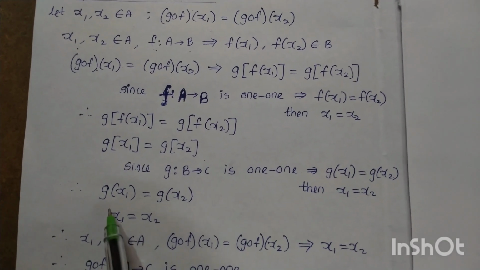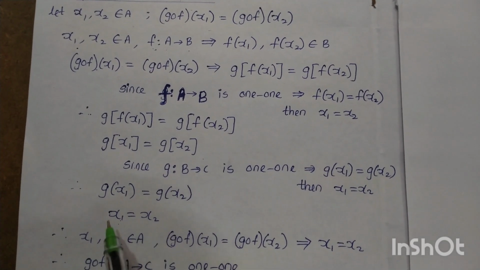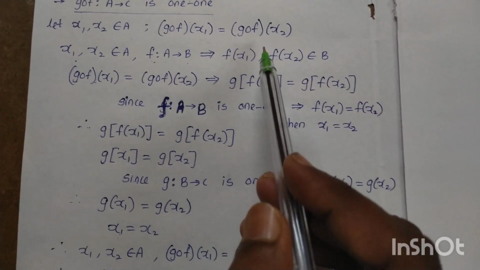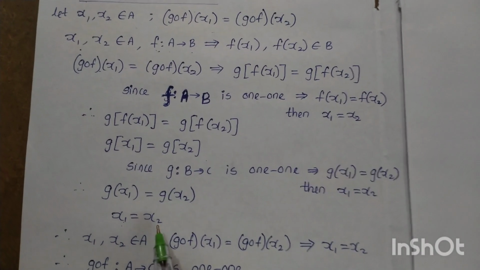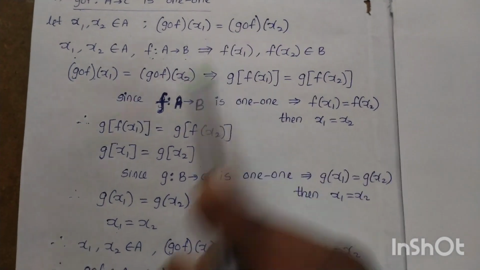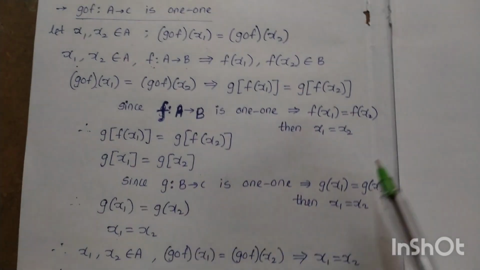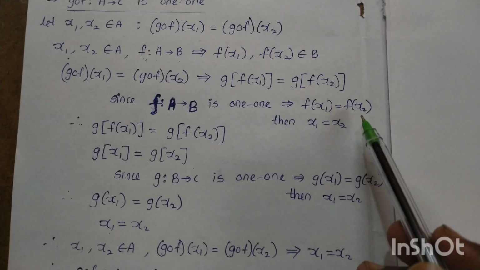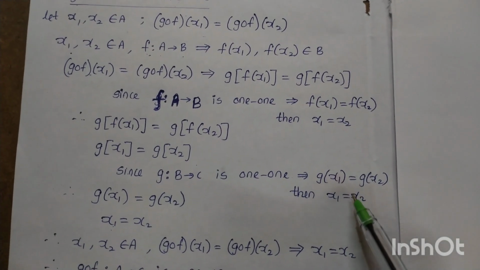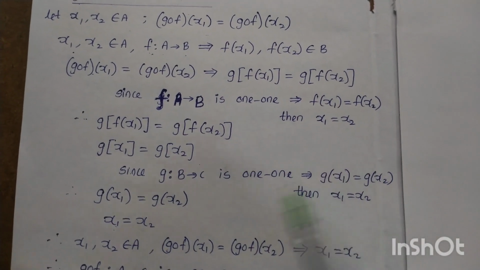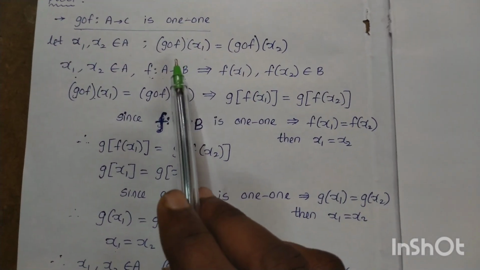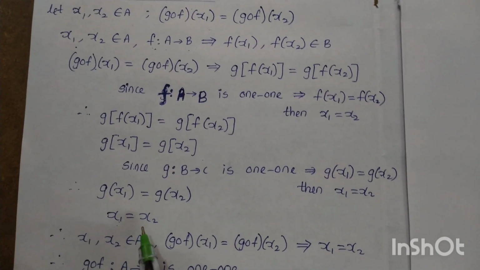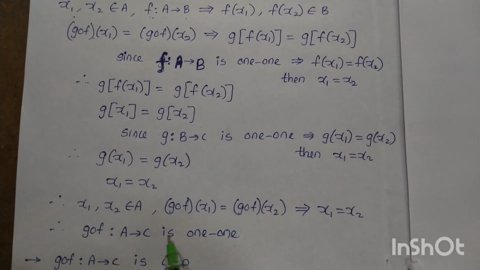Now if you carefully observe, we came to the conclusion that x1 equal to x2. We assumed g of f of x1 is equal to g of f of x2, and we came to the conclusion x1 equal to x2. That means g∘f is also a 1-1 function, right? Because here you see f of x1 equal to f of x2 means we got x1 equal to x2. This is the condition for a 1-1 function. Similarly here, g maps B to C is also a 1-1 function. Similarly here also we assumed g of f of x1 equal to g of f of x2, and we got x1 equal to x2. So that's why g∘f is a 1-1 function.